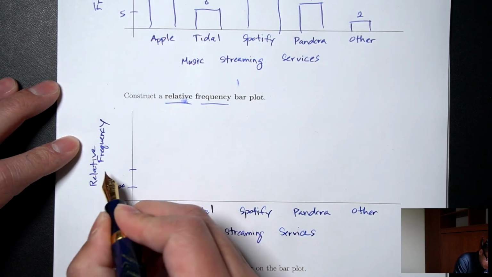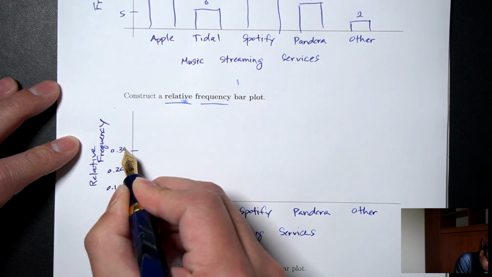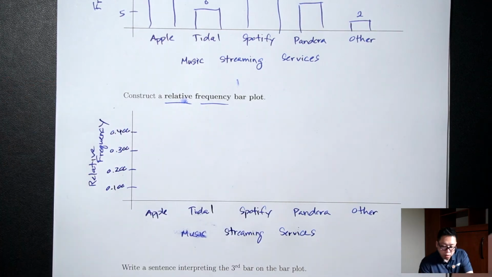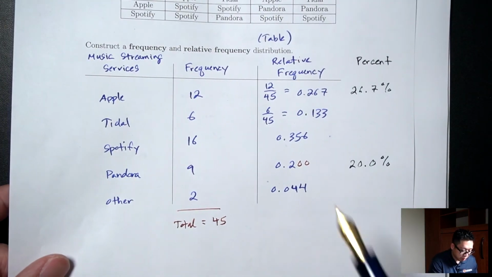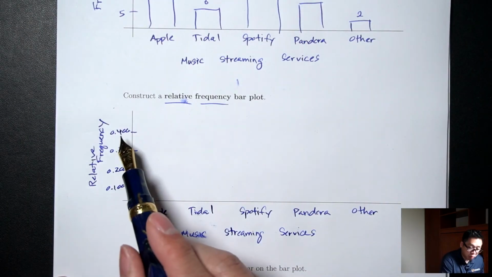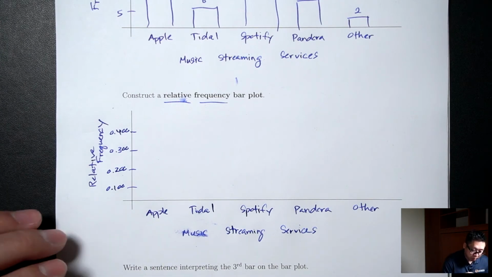0.100, 0.200, 0.300, 0.400, and let's see, I need to go all the way up to 0.356. So I think I'm good with the 0.400. And now same thing, bars for each of these streaming services.